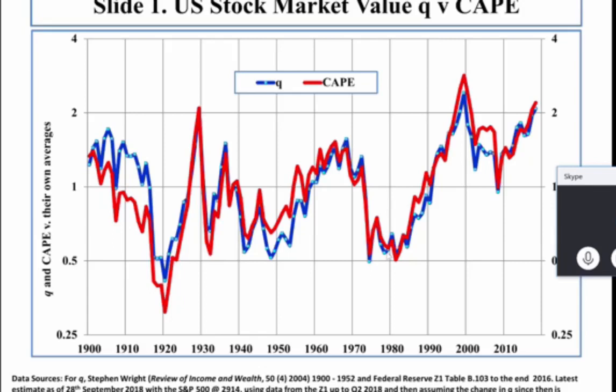So remember, what we're doing is we're averaging out earnings over a 10-year period, so we're getting rid of a lot of the volatility in earnings. We have to do that to make CAPE work at all.